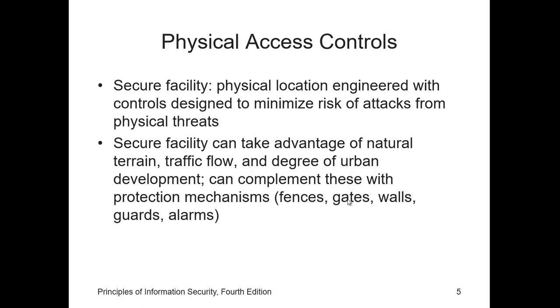A secure facility can use natural terrain. For example, it can be on top of a mountain to limit access to that building or location. Look at the traffic flow, or be in an urban development. It can complement these features with protection mechanisms such as fences, gates, walls, maybe guards if needed, alarms, and cameras. We can add anything to secure the location, the building, the facility itself, and the room that holds the information.